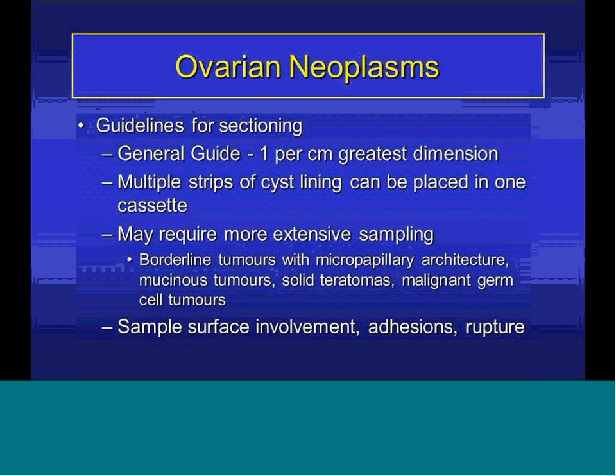These are their guidelines for sectioning, again, 1 per centimeter, multiple strips in 1 cassette if necessary. They have a slightly broader list for extensive sampling: borderline tumors with micropapillary architecture, mucinous tumors, solid teratomas, malignant germ cell tumors. And I think most of us would follow that. Often if you just start with 1 block per centimeter, it's quite acceptable to go back once you've seen the microscopic.